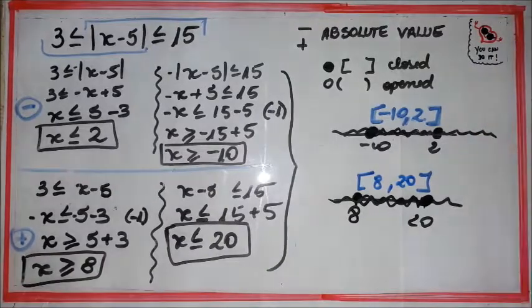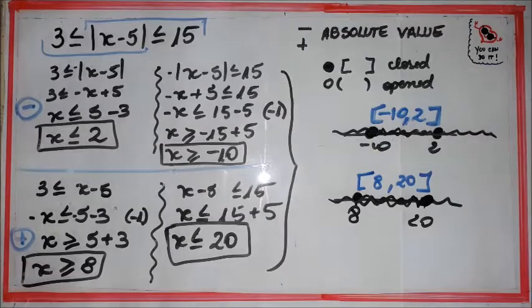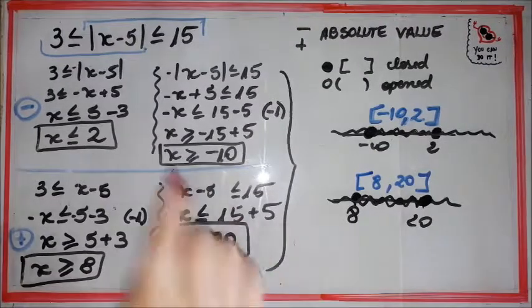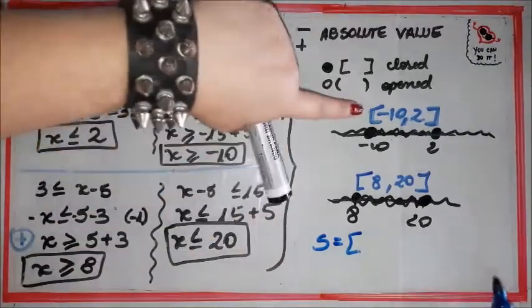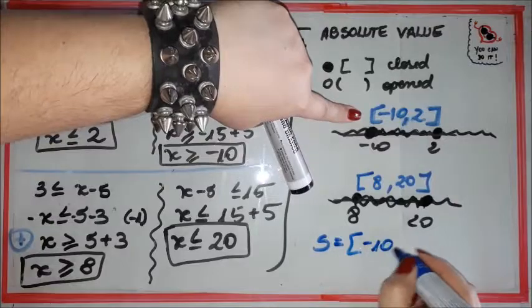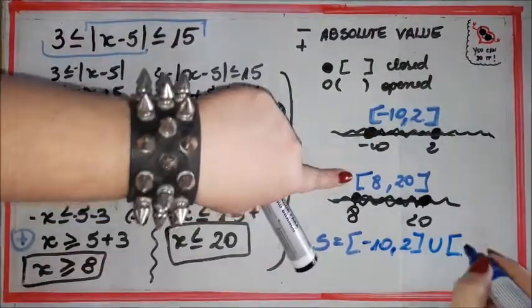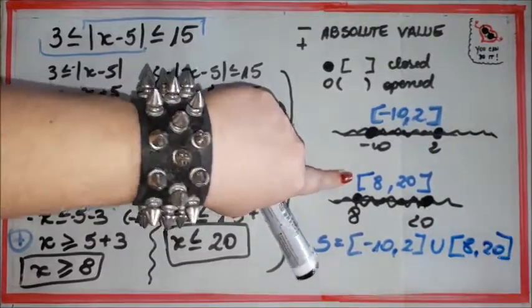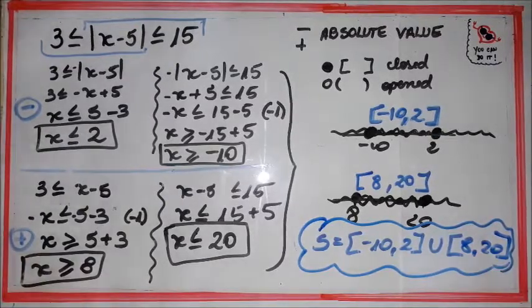Now I have two different intervals, and I have to unite them, okay, because I need a solution for this inequation. And this inequation has only one solution. So the solution is this interval united to this interval here. Okay, this is the solution to my inequation here.